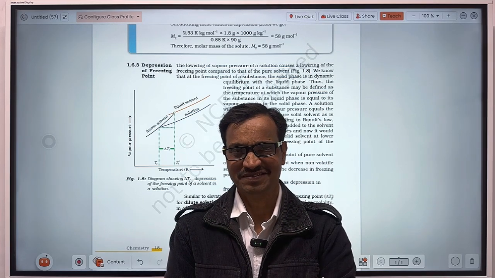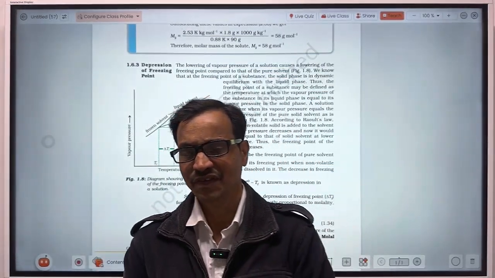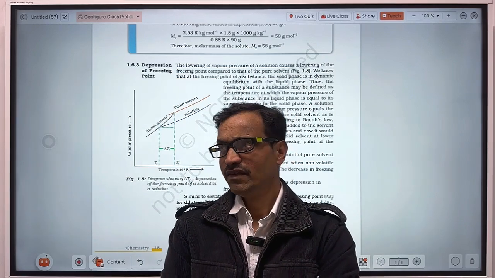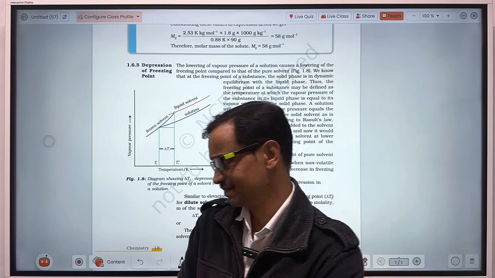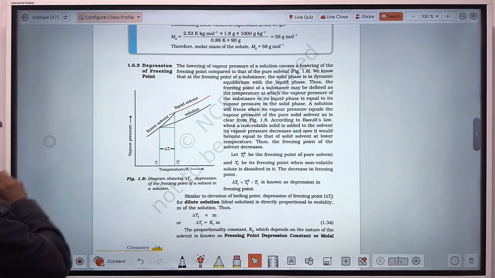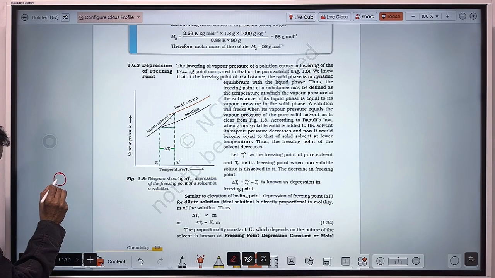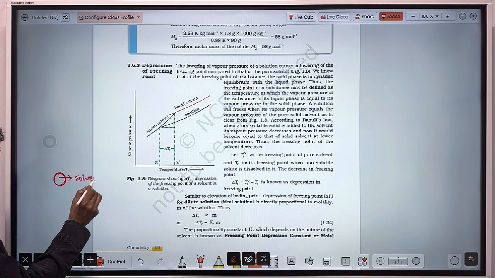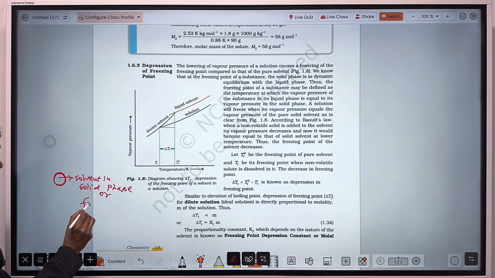Let's see why, when a solute dissolves in a liquid, the freezing point decreases. Let's discuss that. Listen here. Suppose there is ice or any frozen solvent here. It is frozen solvent, meaning solvent in solid phase, also called frozen solvent.